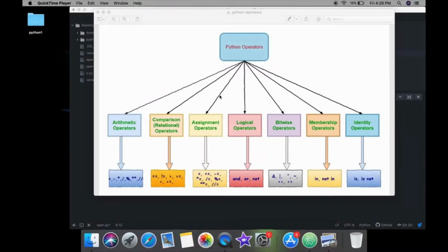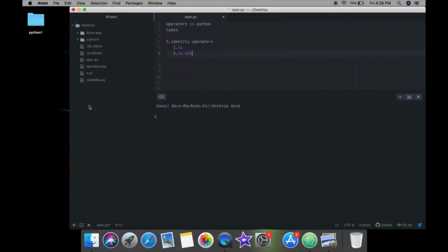Hey everyone. So in this video we are going to cover the membership operators and the identity operators. We are done with these four, now these two, and then bitwise are left. So first of all, we have two identity operators and two membership operators. They look similar, is, is not, in, not in, but they have different meanings.